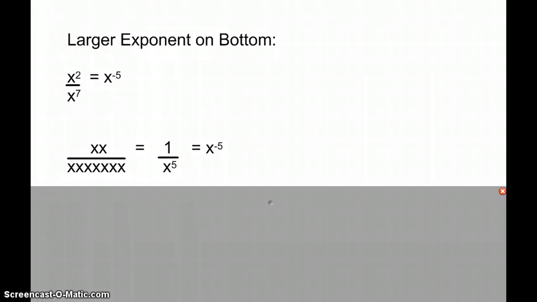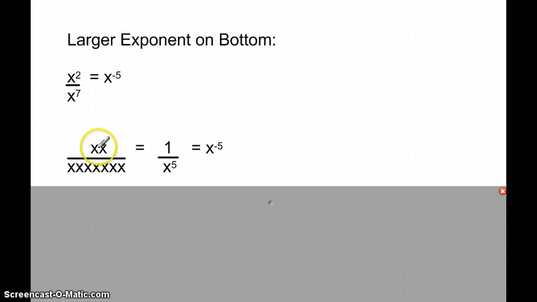And our first special case we need to look at is when there's a larger exponent on the bottom. So based on our quotient rule, this top part here must be true. X to the second divided by x to the seventh must equal x to the negative fifth. That has to be true. That's our quotient rule, so therefore that must be equal.